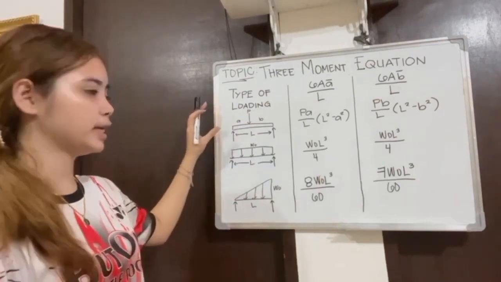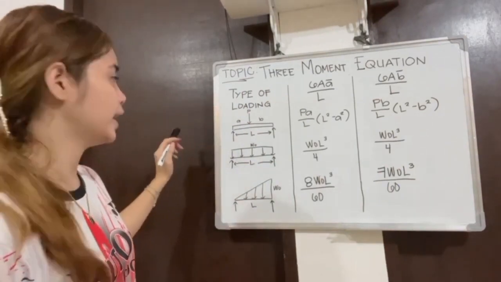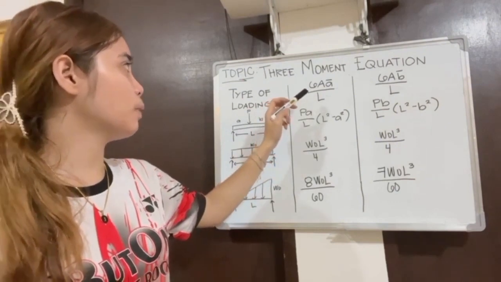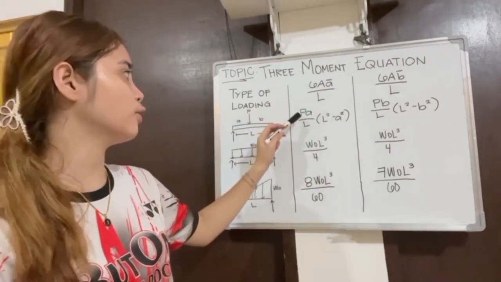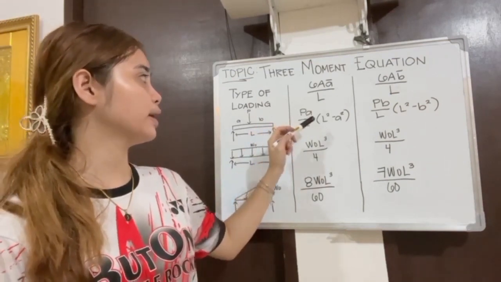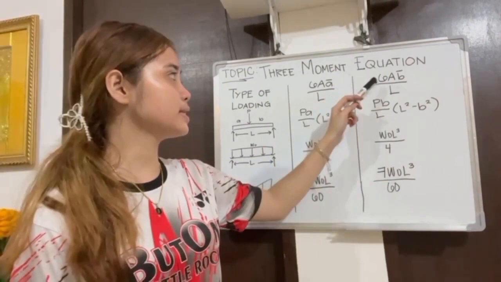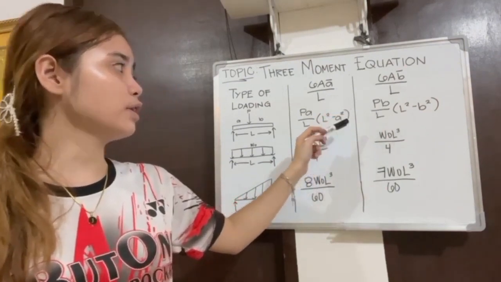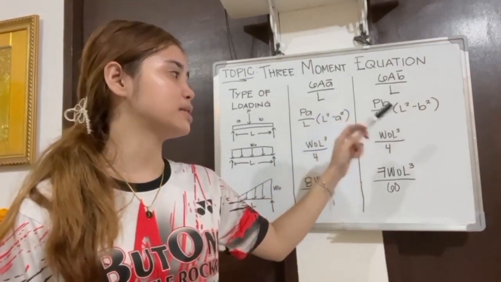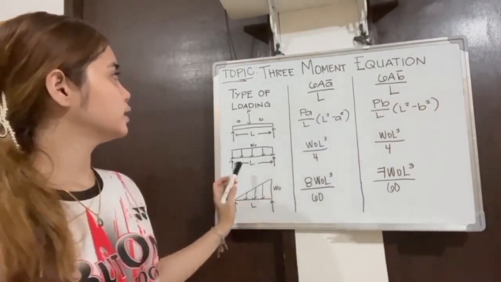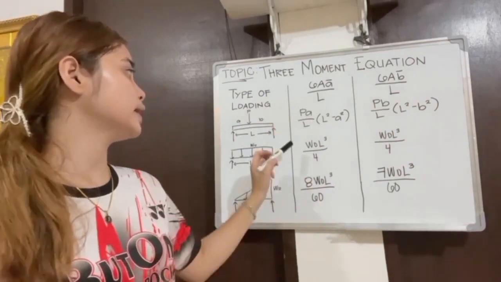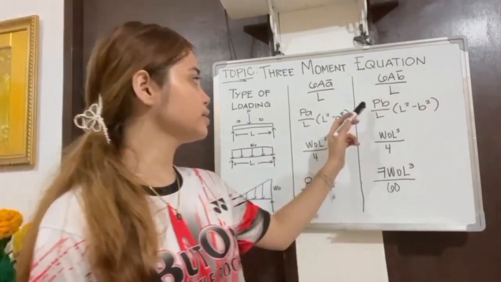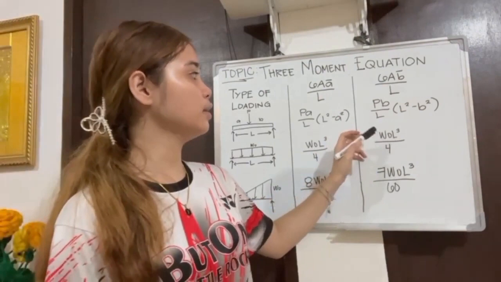So, type of loading, which is the concentrated load anywhere on the span. For 6A bar A over L, the equation would be PA over L times L squared minus A squared. While for the 6A bar B over L, the equation will be PB over L times L squared minus B squared. So for the uniform load, the left settlement will be W times L cube over 4, while the right settlement will be load times L cube over 4.